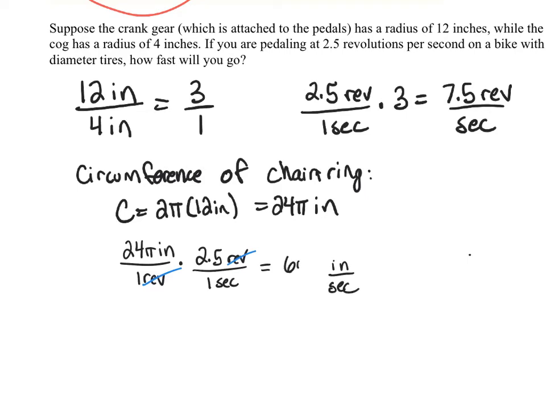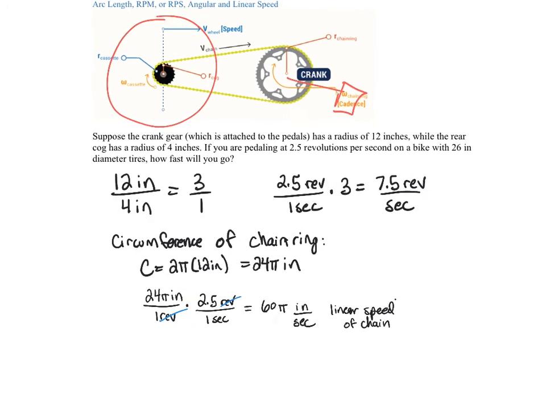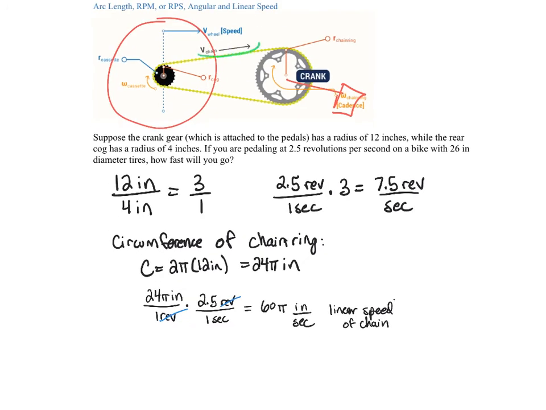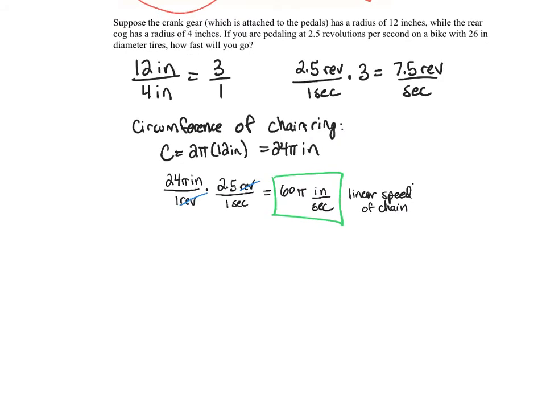And 60 pi. So 60 pi inches per second is the linear speed of the chain. If I now take that linear speed of the chain, so that's what is being called up here the velocity of the chain, that number stays the same on the rear cog. So 60 pi inches per second on the rear cog.